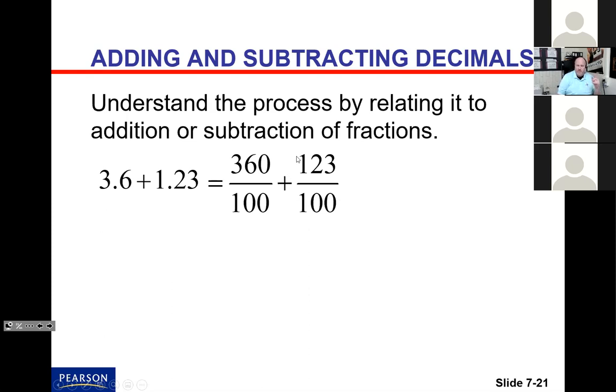You'd have to let me know if any of you learned it this way at one time. The 123 over 100 is really easy: take the 123, put a 1 there, and 2 decimal places. The first one would be 36 over 10, but then you'd have to multiply both by 10 to get to the 100. Now you have common denominators, you can add them together, and then work backwards and convert it back to a decimal. That seems like a lot of work, doesn't it?